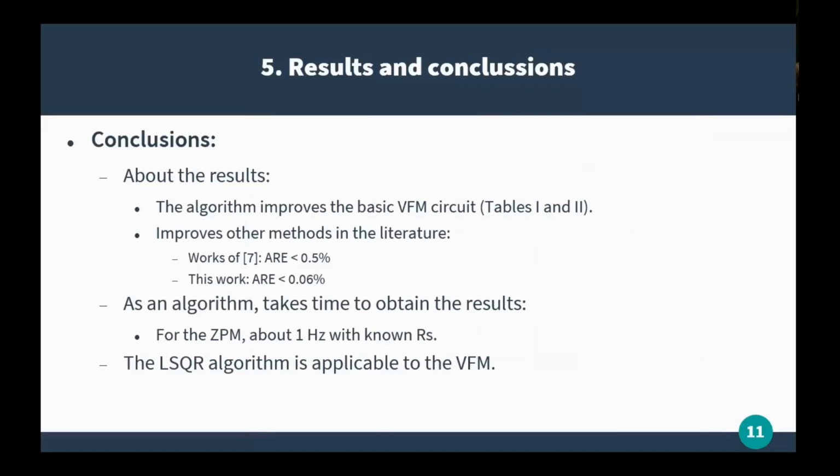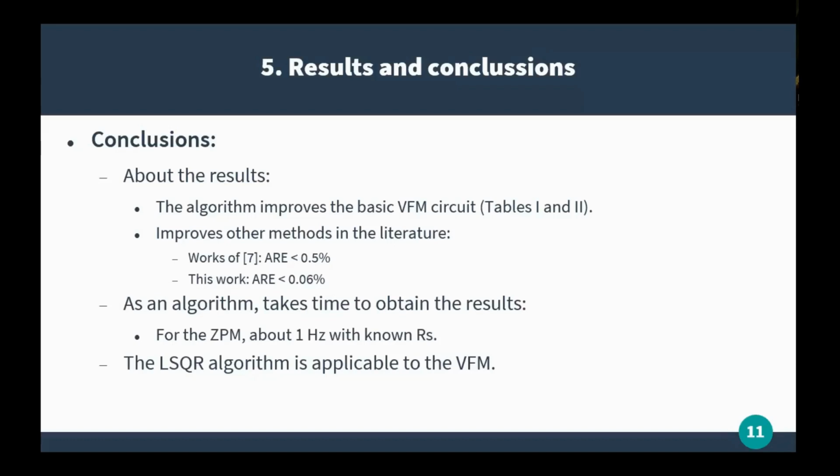So what are the conclusions drawn by this work? In the first place, we have seen that this algorithm corrects the original circuit, which was the voltage feedback method shown in tables 1 and 2. It is clear that after applying our algorithm, the error goes down due to the calibration of the internal resistance of the switches. And then we have also compared with some other works in the literature, which propose different methods to ours. In the work of reference 7, the absolute relative error was under 0.5%, while in this work, the error is almost 10 times lower in the worst case.